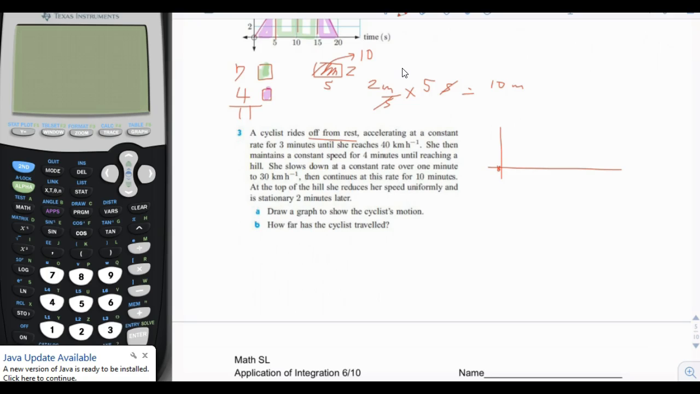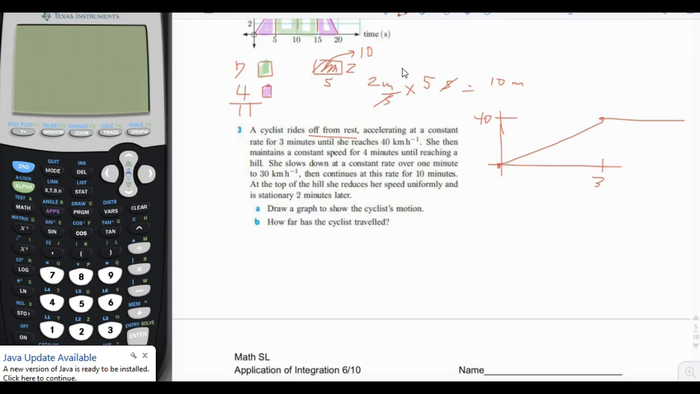Accelerating at a constant rate for 3 minutes until she reaches 40 kilometers an hour. So it would look kind of like this, I think. 40. And then that would be in 3 minutes. She then maintains a constant speed for 4 minutes until she reaches a hill.